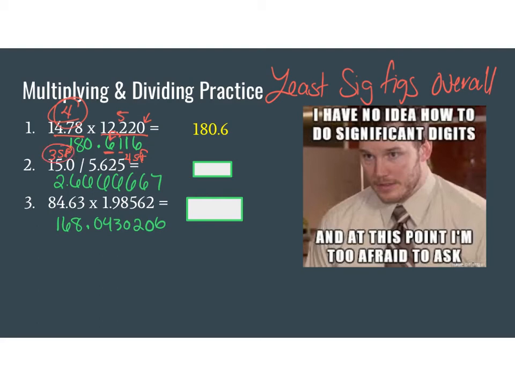We can only have 3. So we're going to look 1, 2, 3. Is this 6 going to do anything to the other 6? Heck yes it is. We're going to round it up. So you end up with 2.67.